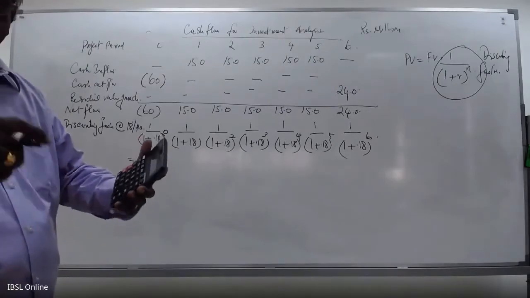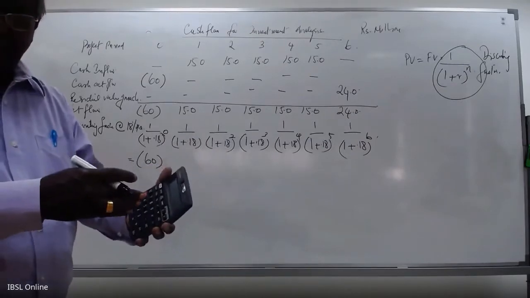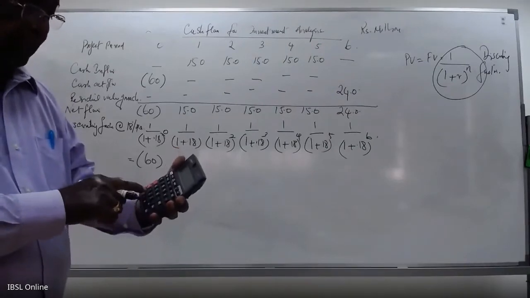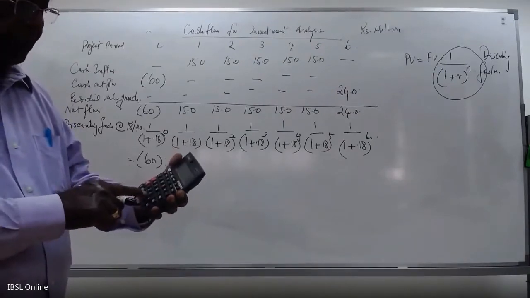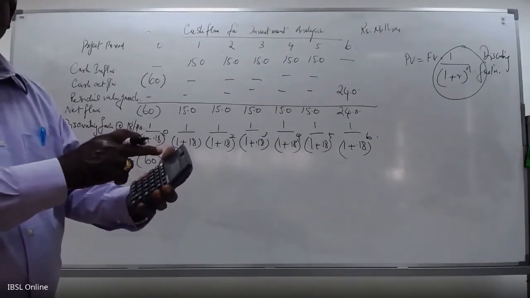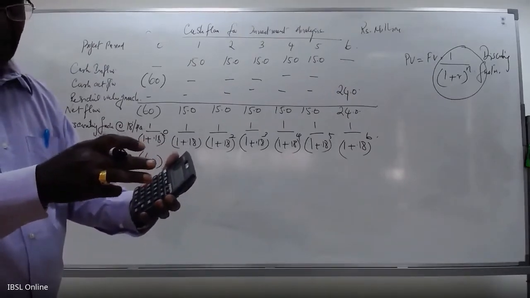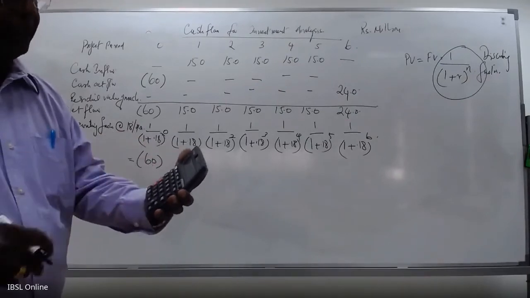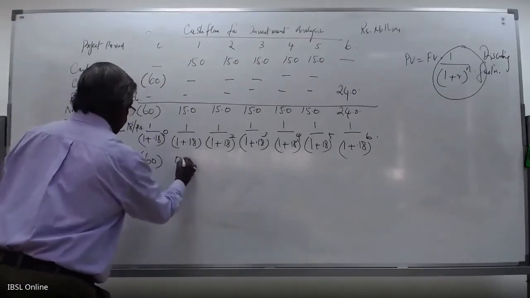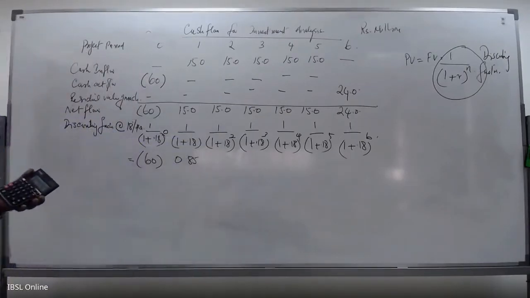1 divided by 1.18, equal sign, I am getting 0.847. I make it two decimals for the easy calculation, but in your exam you have to do it with 3 decimals. So here, for the easy calculation, 0.85. This is the discounting factor for the first year.